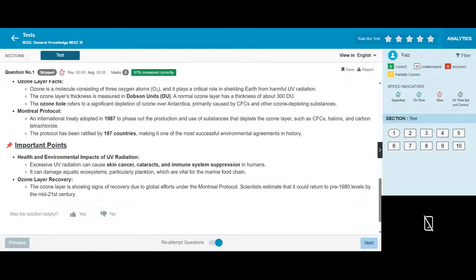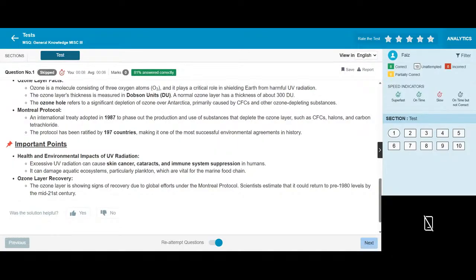The ozone hole refers to a significant depletion of ozone over Antarctica, primarily caused by CFCs and other ozone-depleting substances. The Montreal Protocol, an international treaty adopted in 1987, phases out the production and use of substances that deplete the ozone layer, such as CFCs, halons, and carbon tetrachloride. The protocol has been ratified by 197 countries, making it one of the most successful environmental agreements in history.